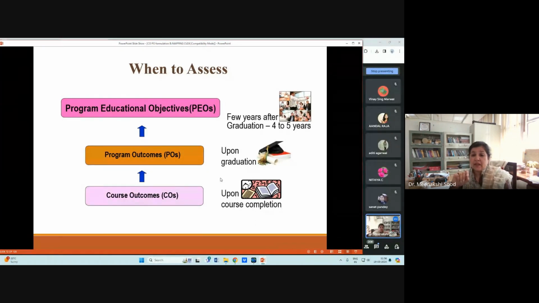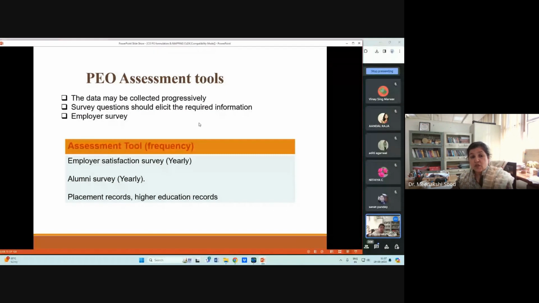Every outcome has tools for the assessment, and the level of assessment is different. So course outcomes, if we want to assess, we have to assess after the completion of the course, that is obvious. Program outcomes after the graduation, and program educational objectives after 4 to 5 years. And what are the various tools? POs are very difficult to assess because the students have already left the college. They may or may not be in touch with you. Sometimes their mobile numbers and email IDs they frequently change. So this is a difficult parameter to assess.